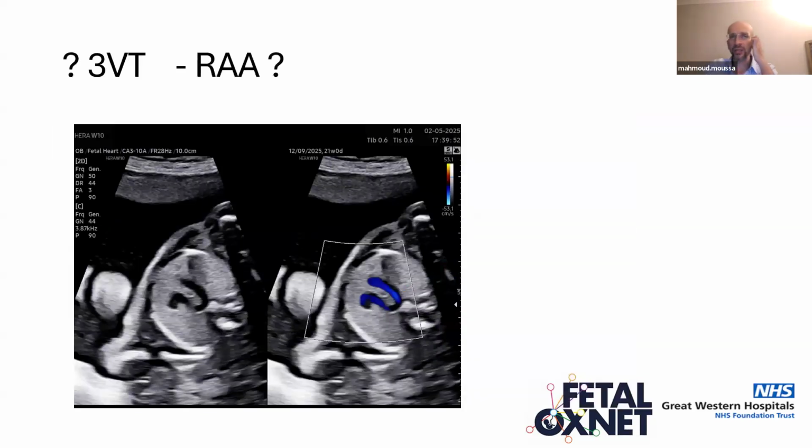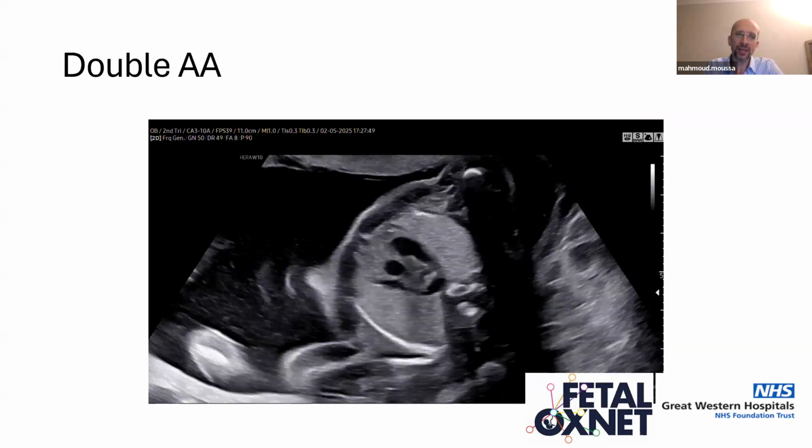What about this view? Can you look at this view and tell me what you think? That's a three vessel view. And at first glance, you would say, well, that looks like a right aortic arch. Well, let's do more examination.